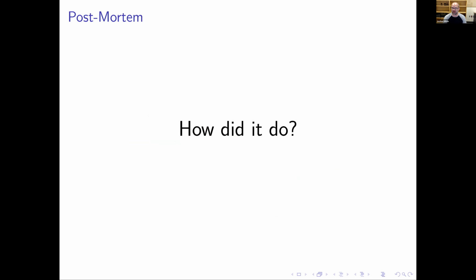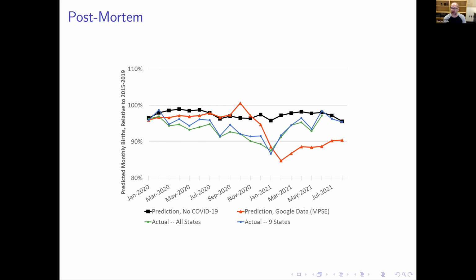And it did. There were hits and misses. So the red line here is the prediction that you just saw in the previous graph. And the blue and green lines are different ways to measure the effect or the actual number of births that occurred. And as you can see, there were some hits, but there were some misses. So the size of the decline and the month where the decline was the largest were about the same, but we were not able to pick up on early declines. And there was also a faster rebound than we predicted.